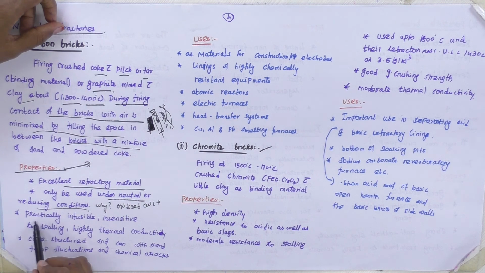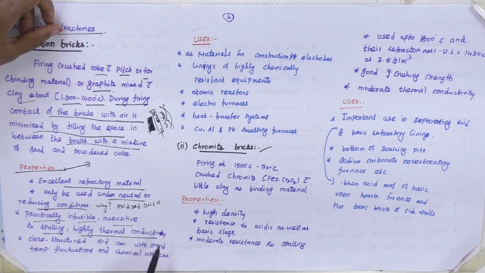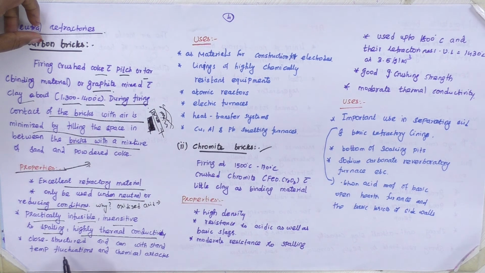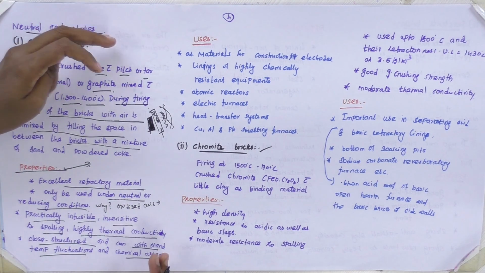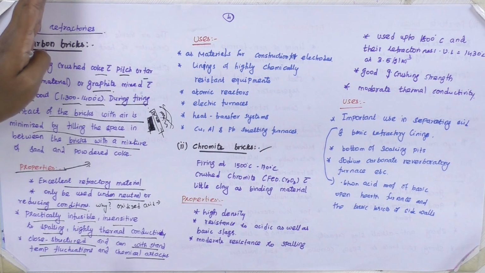Next, it is practically infusible and insensitive to spalling, and it has a high thermal conductivity due to the structural morphology of carbon bricks. And next, it has a closed structure and it can withstand temperature fluctuations and chemical attacks, but only in reducing conditions can it withstand chemical attacks.